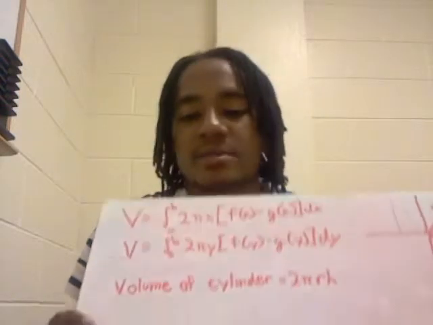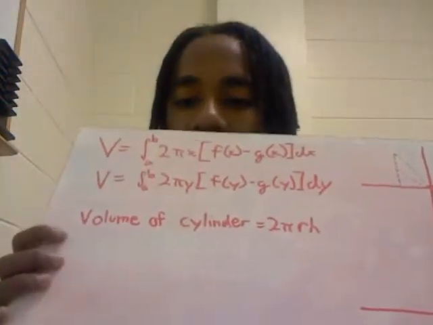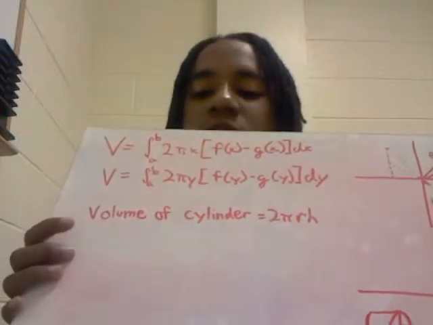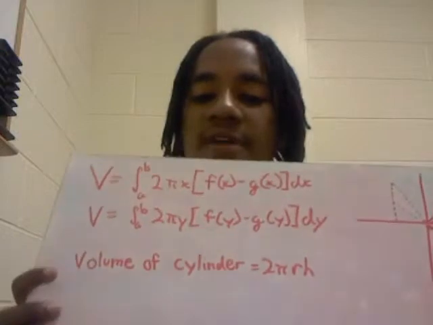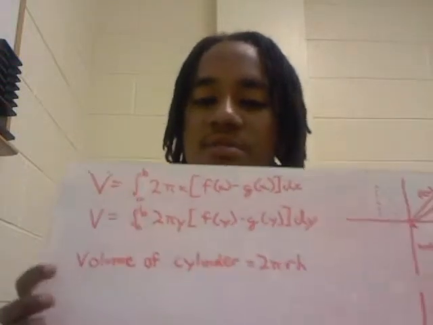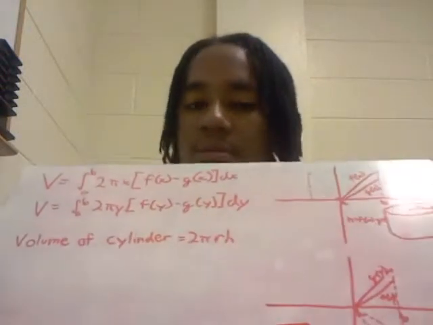Hello, I am Jerome, and today I will be explaining the concept of calculation of volume by the shell method. As we already know, the volume of a cylinder is equal to 2 pi r h. We will be using this formula as a foundation to find out the volume by the shell method.